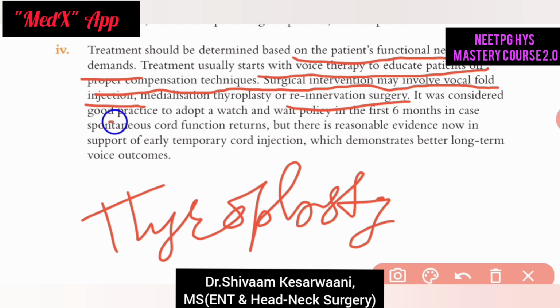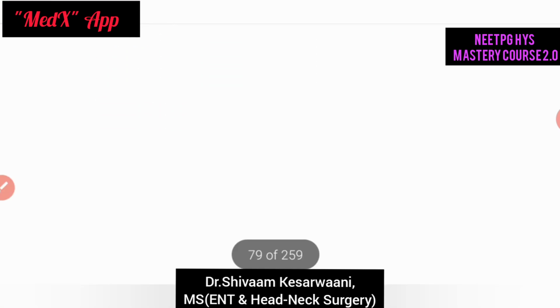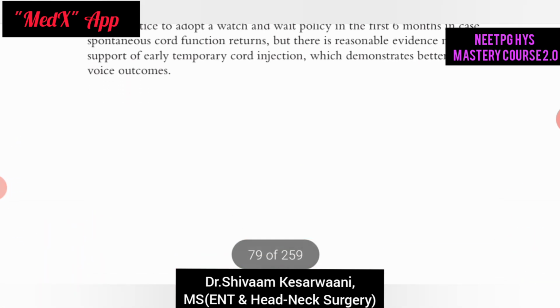It is good practice to adopt a wait and watch policy for the first 6 months, and if spontaneous cord function returns, then it's okay, but if it doesn't, then we go for better options like surgeries and other things, right? So these were the two cases that I discussed in this short session.